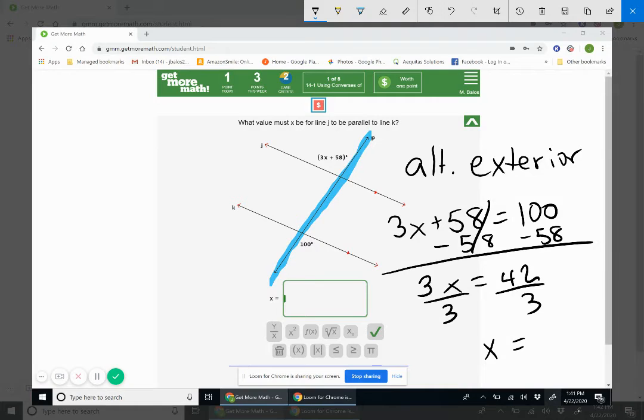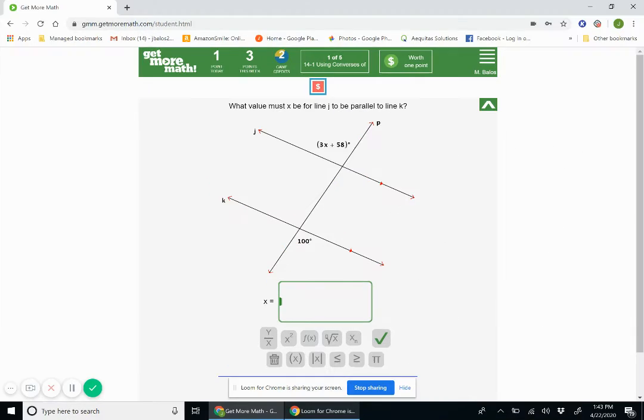X equals, what's 42 divided by 3? I got to figure that out. I'm going to use my calculator. 42 divided by 3, 14. So our answer is x equals 14.